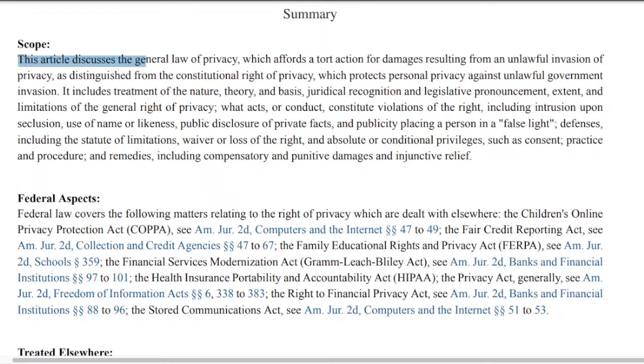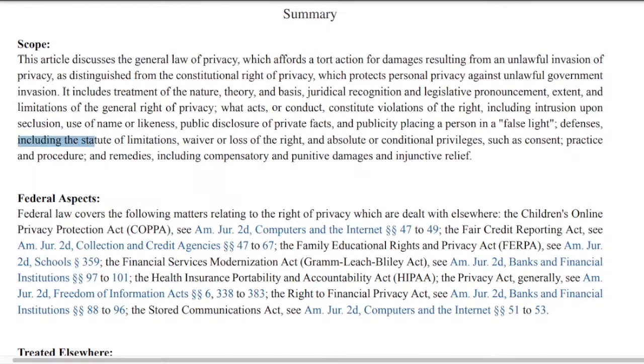This article discusses the general law of privacy, which affords a tort action for damages resulting from an unlawful invasion of privacy, as distinguished from the constitutional right of privacy, which protects personal privacy against unlawful government invasion. It includes treatment of the nature, theory, and basis, juridical recognition and legislative pronouncement, extent and limitations of the general right of privacy, what acts or conduct constitute violations of the right, including intrusion upon seclusion, use of name or likeness, public disclosure of private facts, and publicity placing a person in a false light.